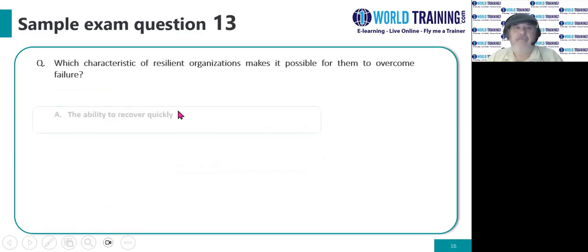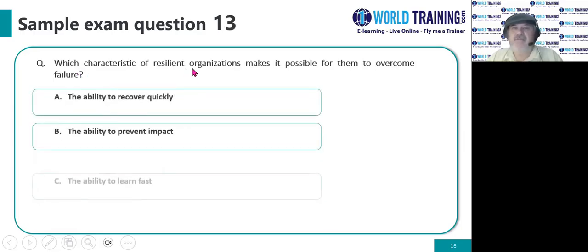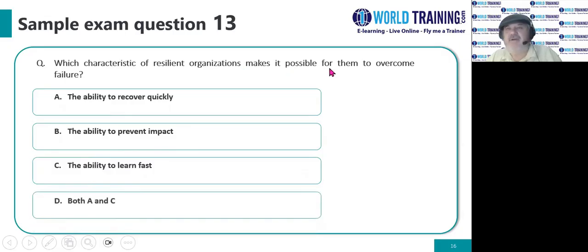Which characteristic of resilient organizations makes it possible for them to overcome failure? The ability to recover quickly. Yeah, that's true. When failures occur, you want to recover quickly. The ability to prevent. Yep. So A and B, the ability to learn fast doesn't have a lot to do with it. So I think the answer is D, which is both A and C.